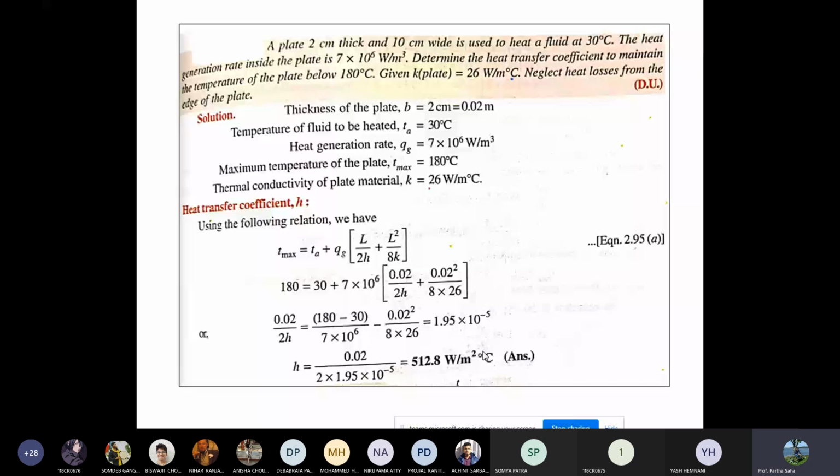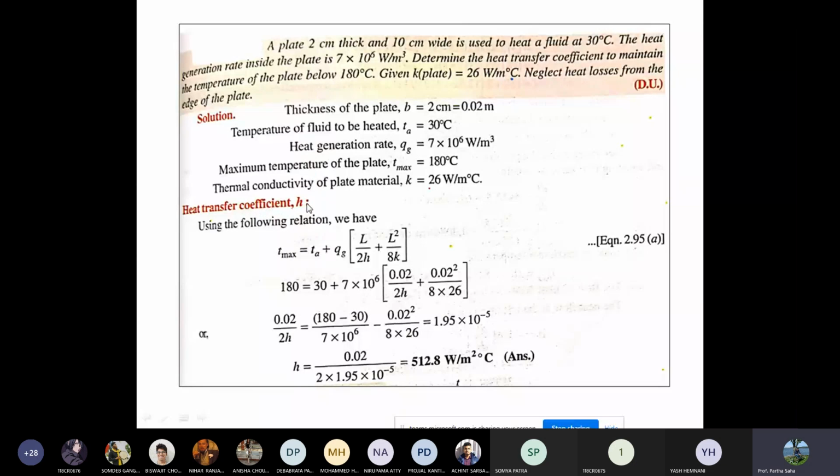You have to determine the heat transfer coefficient, that is H. Given K of the plate 26 watt per meter C. Neglect heat losses from the edge of the plate. Thickness of the plate given 2 centimeter, that is 0.02 meter. Temperature of the fluid to be heated given 30 C. Heat rate given 7 into 10 to the 6 watt per meter cube. Maximum temperature of the plate is given 180 C. Thermal conductivity of the plate given 26 watt per meter C.